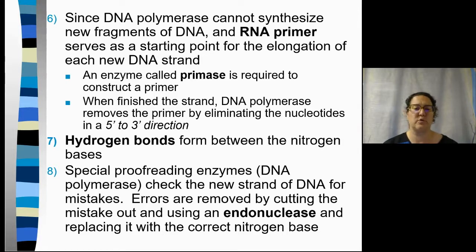Hydrogen bonds form between the nitrogen bases, and then there are proofreading enzymes that check the new DNA strand for mistakes. Errors are going to be removed by cutting mistakes out, using an endonuclease, and replacing with the correct nitrogenous bases. So during DNA replication, our cells go through a lot of effort to make sure there are no errors in DNA replication.